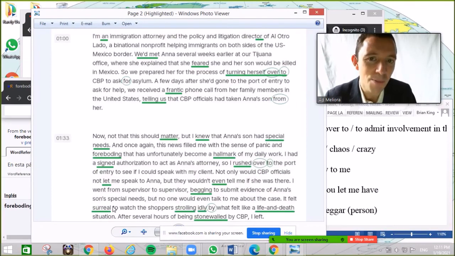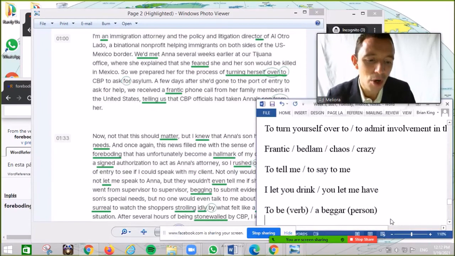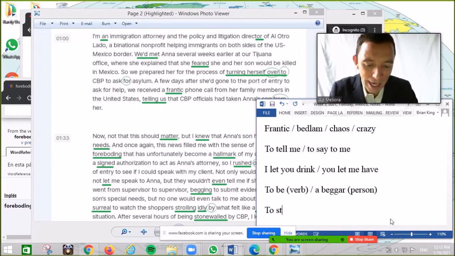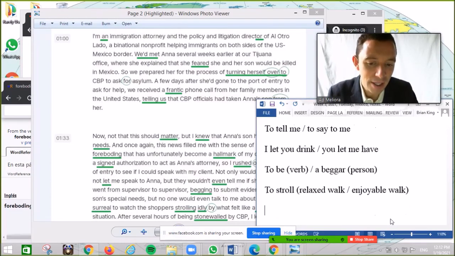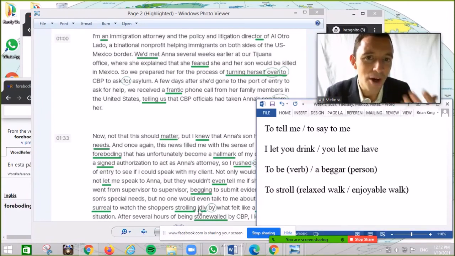Surreal is like very, muy raro, very strange. Strolling is very good vocabulary, like walking, relaxed walking. So to stroll is walk relaxed. Relaxed walk, enjoyable walk. Very good vocabulary. And idly is like very, with no worries. If you're very idle, you have no worries, not occupied with anything. And by is beside, the preposition, strolling by, walking past.